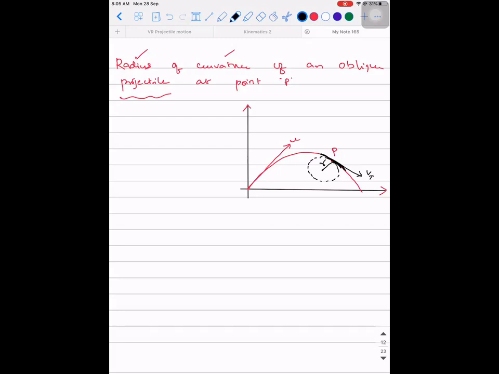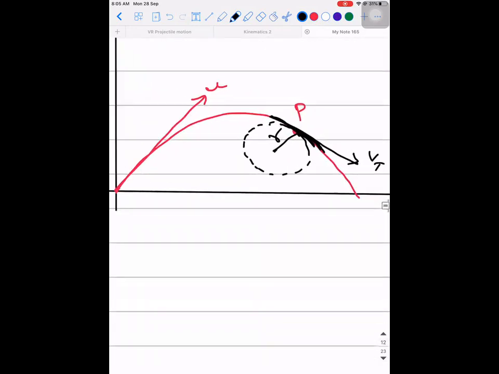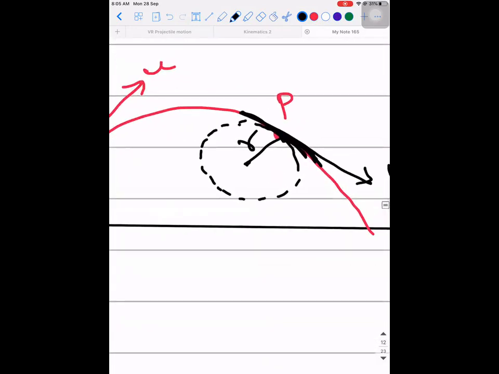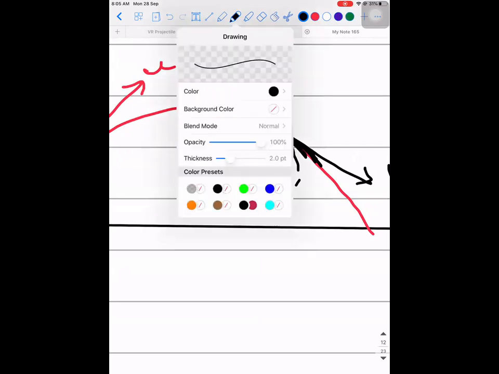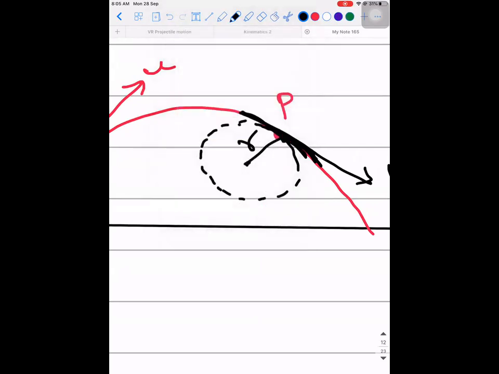Now I will try to zoom in a little bit. Questions: what is the acceleration due to gravity in this direction?